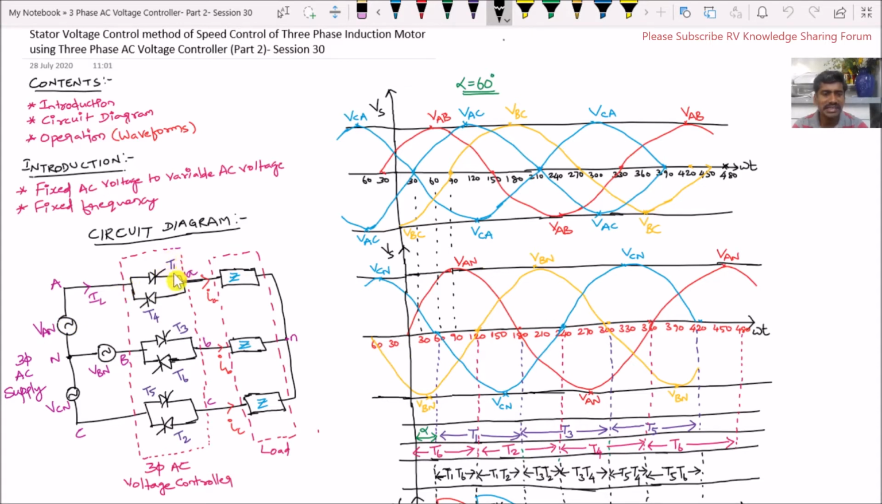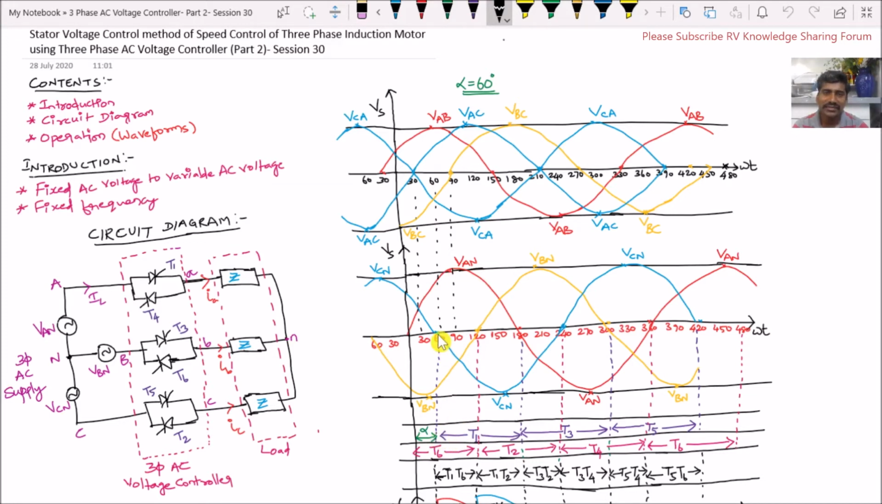That means this thyristor T1 will get triggered at an angle of 60 degrees, because we have chosen our firing angle as 60 degrees. The positive half cycle of VAN starts at 0 degrees, so from here we have to leave 60 degrees. That means at 60 degrees the thyristor T1 starts conducting. At 60 degrees, the positive half cycle of VAN is maximum when compared to the other phase voltages VBN and VCN. Therefore, the thyristor connected to the positive half cycle of VAN comes into conduction. So here the thyristor T1 comes into conduction at an angle of 60 degrees.